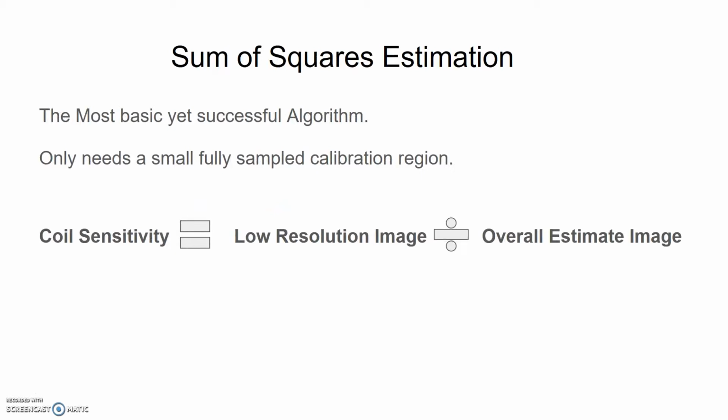The first algorithm we implemented is the most common and the most basic algorithm that can be implemented for coil sensitivity estimation. This method only needs a relatively small fully sampled calibration region. It uses fully sampled data to generate a low-resolution image for each coil, and then generates an overall estimate image by sum of squares. Since coil sensitivity is modeled as a coefficient multiplying the ideal image, and the result of this multiplication is the acquired low-resolution data, it can be calculated by dividing the acquired image by the ideal image, which is estimated as the sum of squares image.